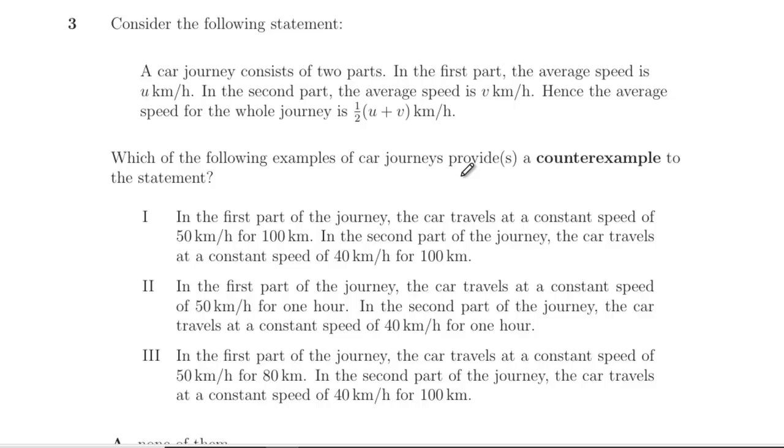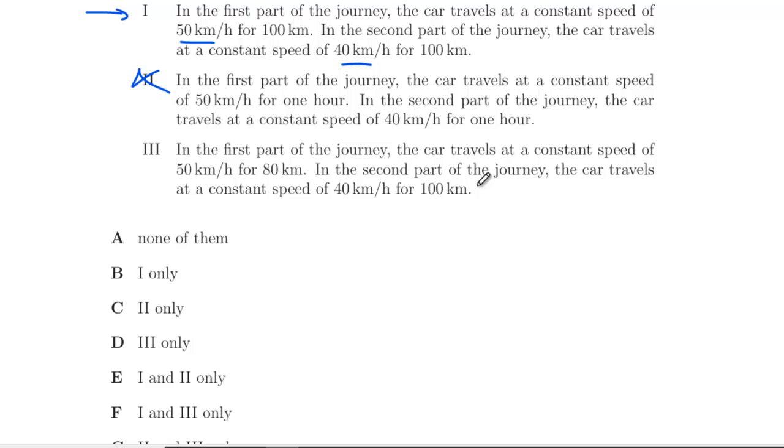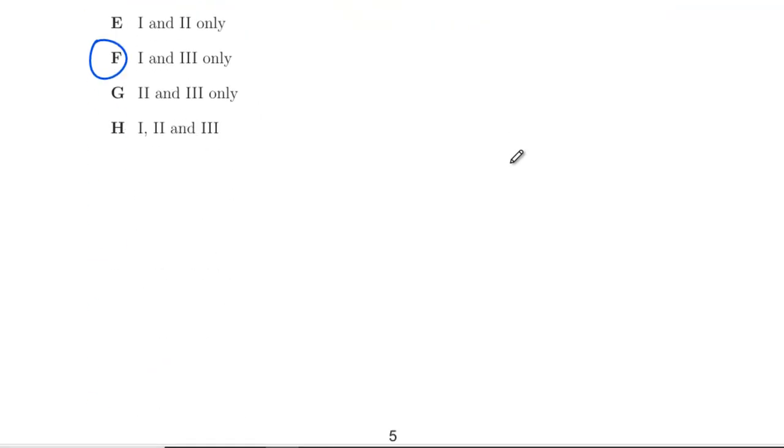First part of the journey, we've got 50 kilometers an hour for 100 kilometers and 40 kilometers per hour for 100 kilometers. Right, so that will be, because there's different amounts of time at 50 and 40. For part 2, we're doing 50 for an hour and 40 for an hour, so that won't be, because they're both doing an hour at each of the speeds. And then the last one, 50 for 80 and 40 for 100, which again will be different amounts of time. So it'd be 1 and 3. So F, right, pretty standard physics question, that one.